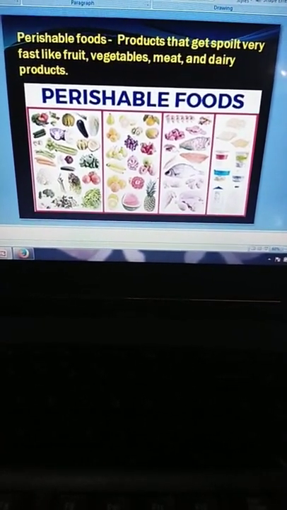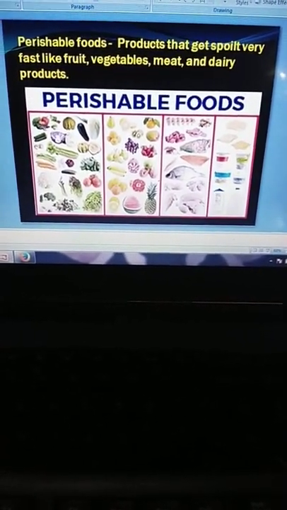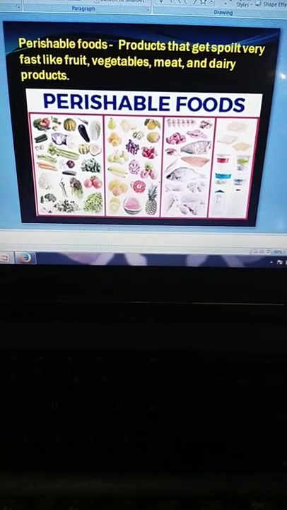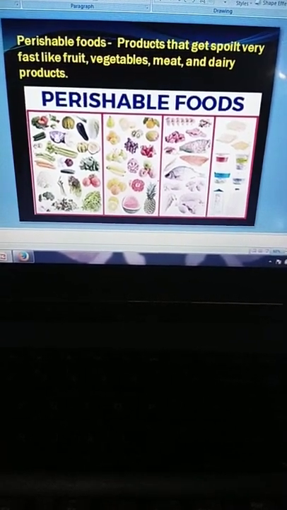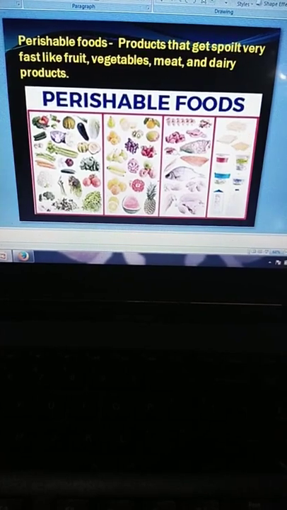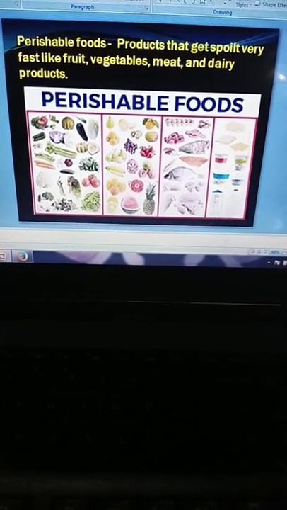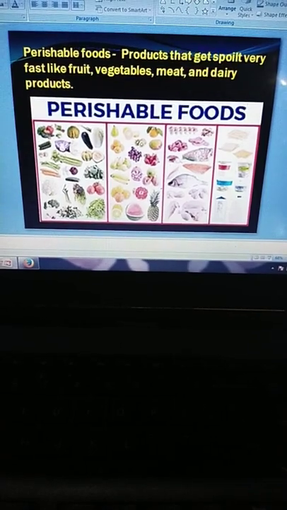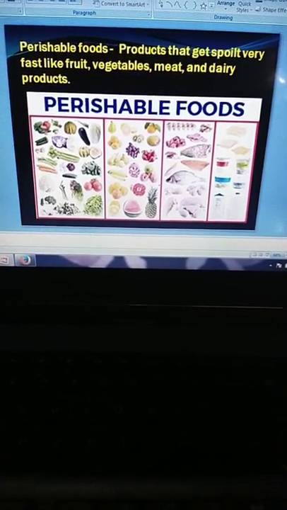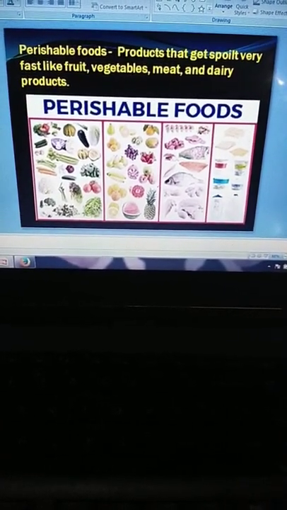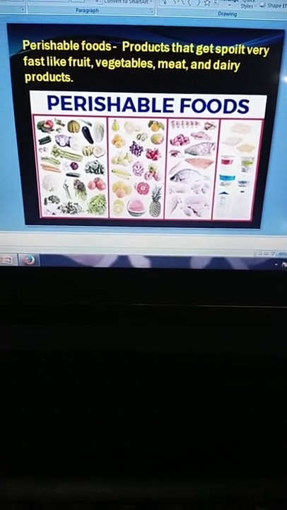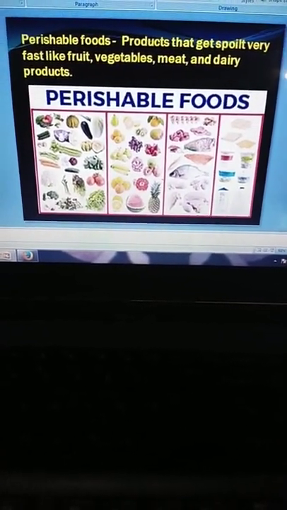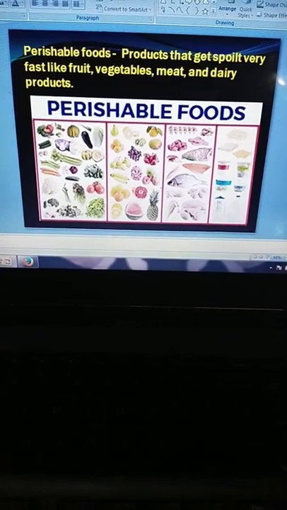Perishable foods. Products that get spoiled very fast like fruits, vegetables, meat and dairy products. These are called perishable foods. You can also see in the picture there are some vegetables, fruits, fish, meat and dairy products at the end. So these products are called perishable products.